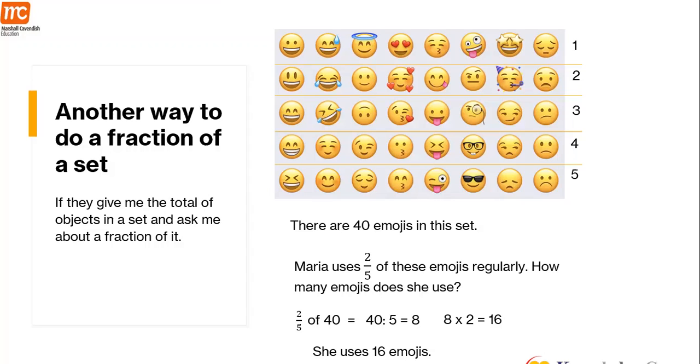Okay, so you have a set. You have the total amount of things in that set. And they're telling you that it is divided into a number of parts. And that number of parts is the number in your denominator. So you have to divide the total amount of items or things in your set by the denominator, and you'll know how many things are in each part. Easy peasy.